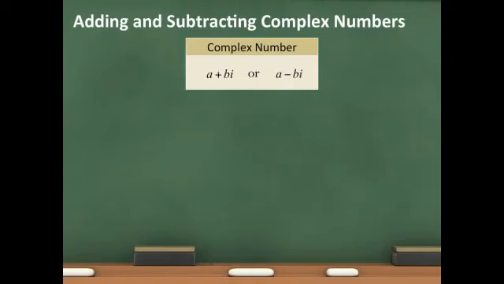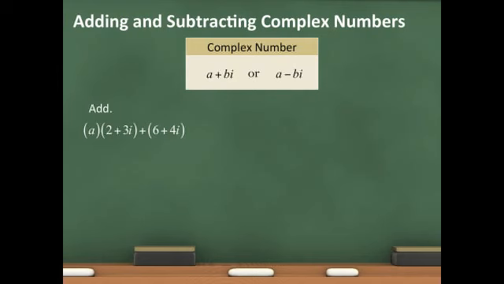A complex number is defined as a plus bi or a minus bi. The a is called the real part and the bi is called the imaginary part. This is important to know because when adding or subtracting complex numbers, we add or subtract the real parts and add or subtract the imaginary parts. Let's look at some examples.